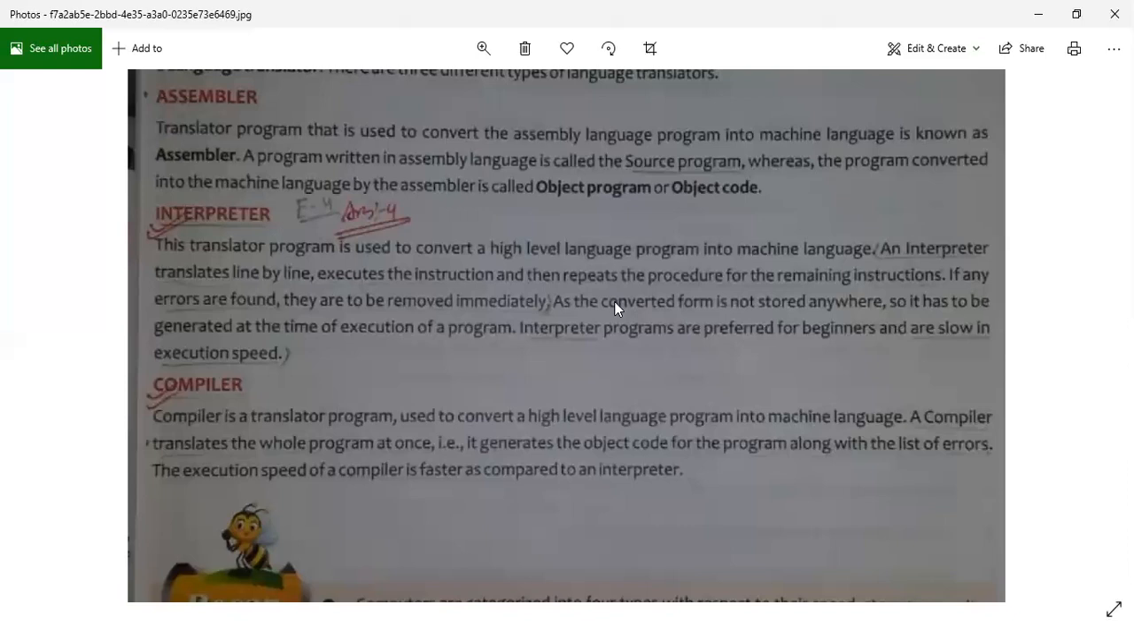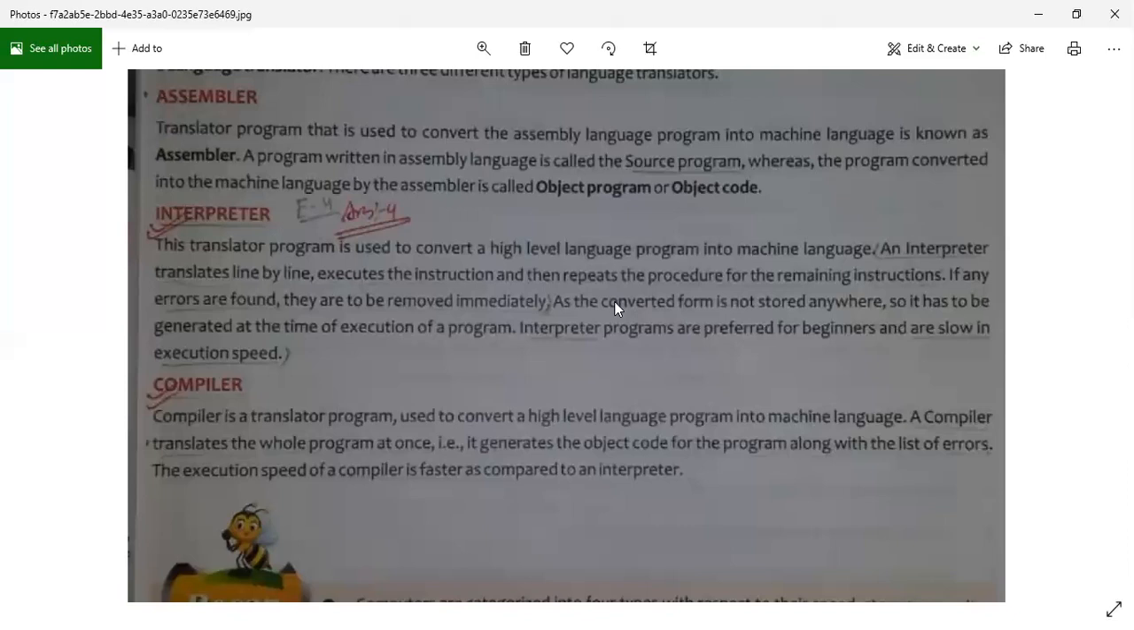Now let's talk about the interpreter. Before we talk about the interpreter, let's recap what we have learned. What is a translator or a language translator? It is a software to convert one form of language into another. What is an assembler? A software program that converts assembly language into machine language. Now let's talk about the interpreter. This translator program is used to convert a high level language program into machine level language. This will convert high level language to machine language.